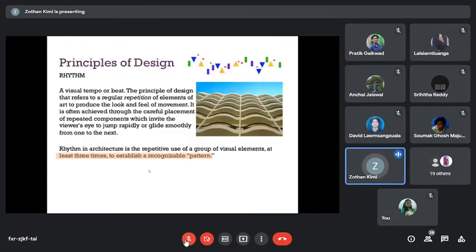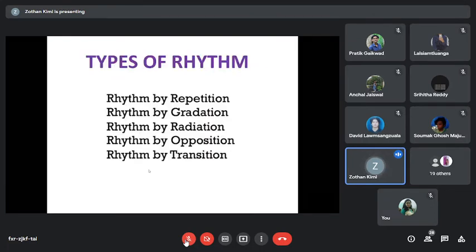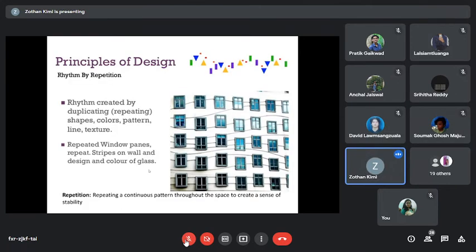So anyways, rhythm is divided again into five subheadings. All right. We have rhythm by repetition, rhythm by gradation, rhythm by radiation, rhythm by opposition, and rhythm by transition. All right. So let's look at this again one by one. So rhythm. Rosang, Liani, can you read the slide for me, please?